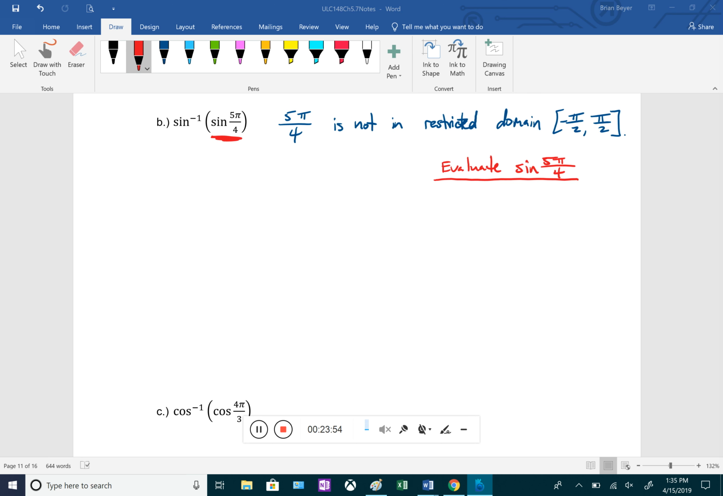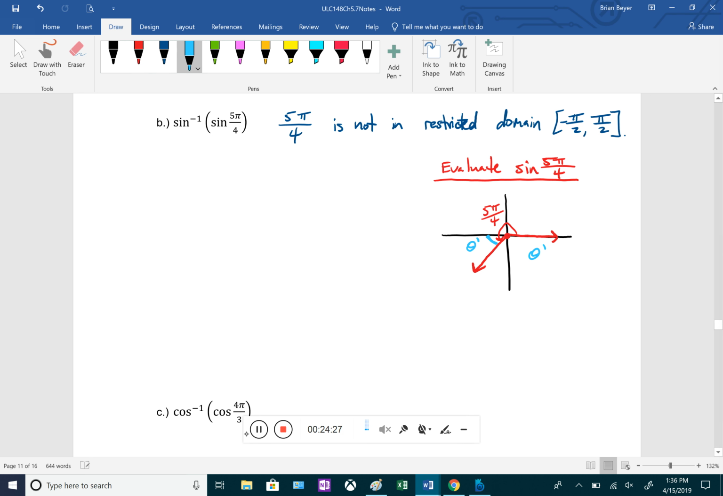Okay, so we can actually do this using a reference angle. 5 pi over 4 would be in quadrant 3. So here's the angle right here, 5 pi over 4. The reference angle would be right in here. And then we have to find that reference angle. Hopefully we're good at this by now, the reference angle would be pi over 4. And then we evaluate sine at the reference angle, which is radical 2 over 2.